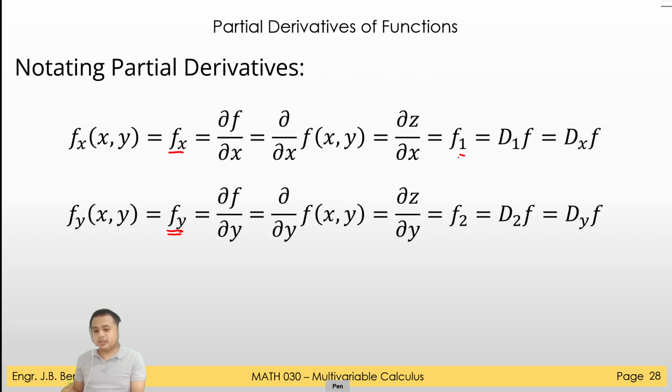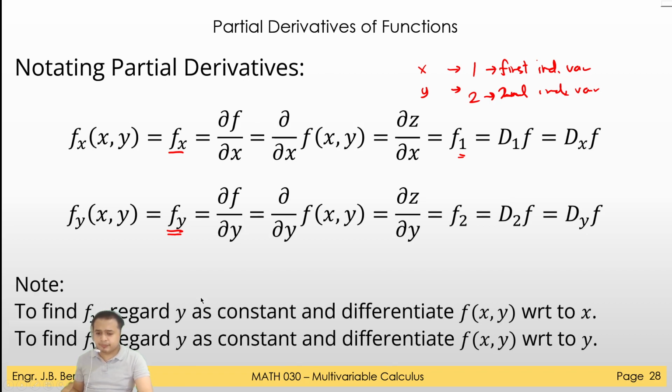So what does this mean? This means that 1 is your first independent variable, and 2 here is your second independent variable. And usually we notate the first one as x, the second one as y, and so on.